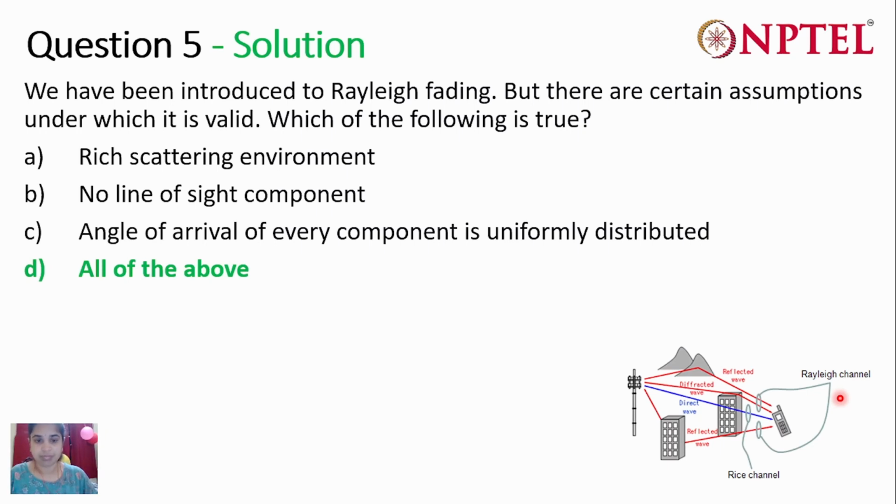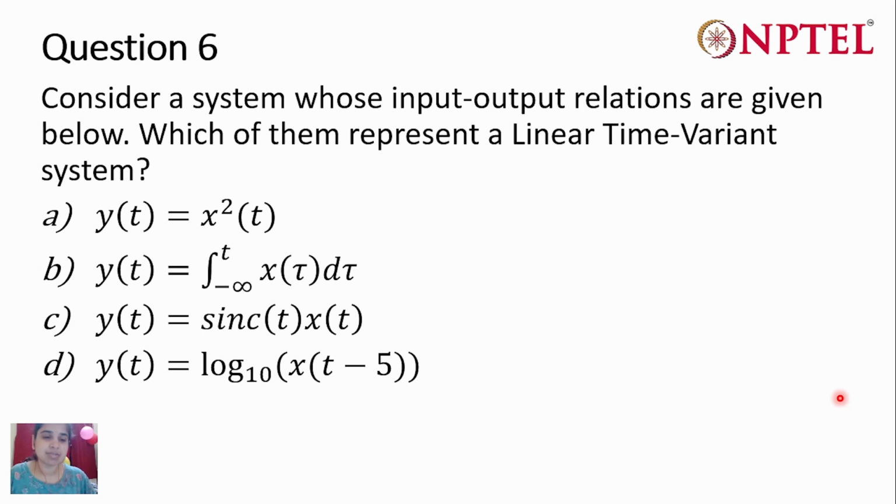In this week, the questions are mostly conceptual. Very few are like something for you to solve. So, the next question. Consider a system whose input-output relations are given below. Which of them represents a linear time variant system?